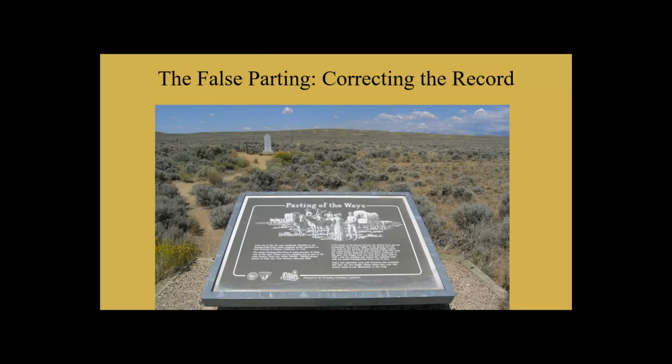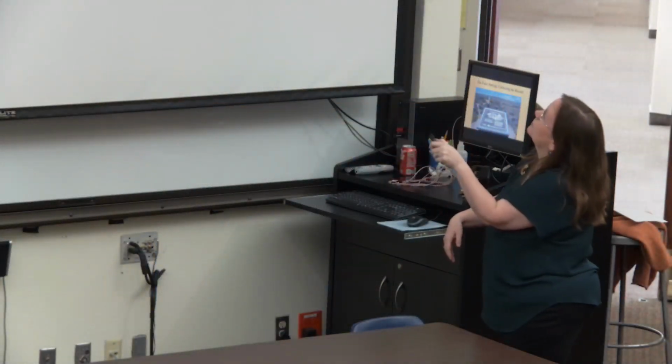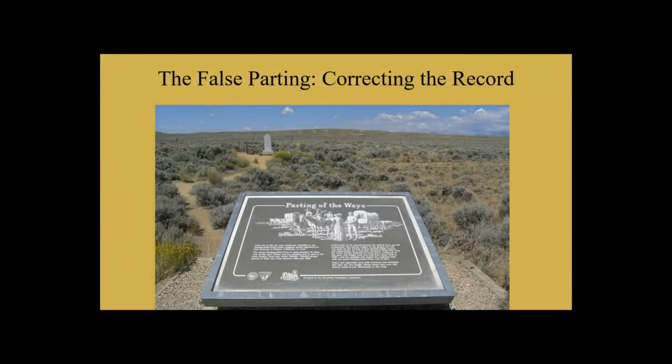This is not where Parting the Ways is. There is a trail that comes right through here. We've GPSed and globally positioned that trail, and we've also done a little bit of GPR on it. That's a modern trail, and I'll show you some archaeological evidence that shows it's a modern trail.